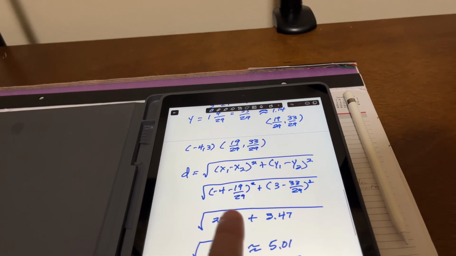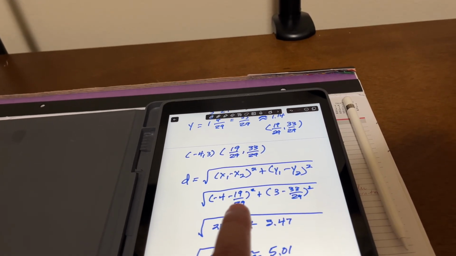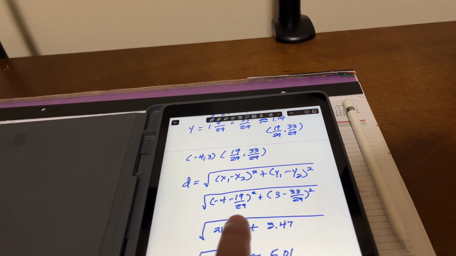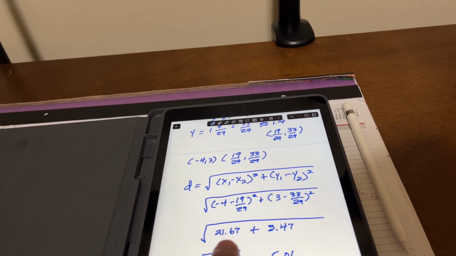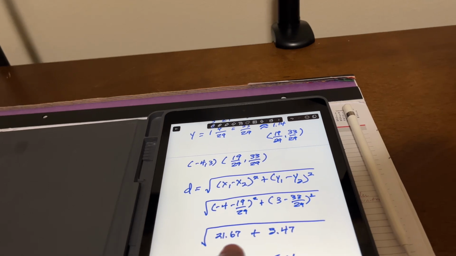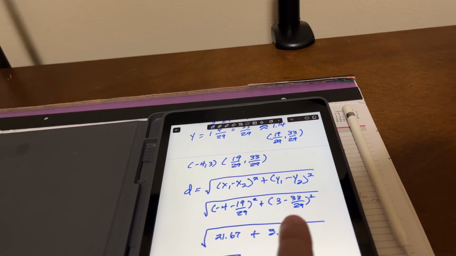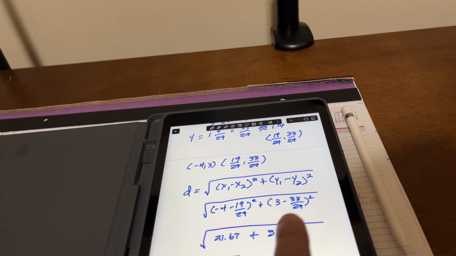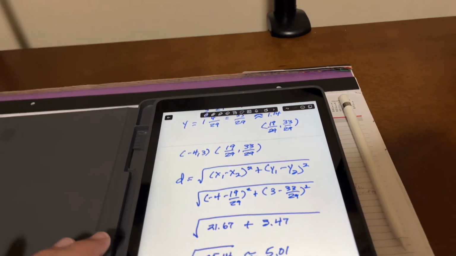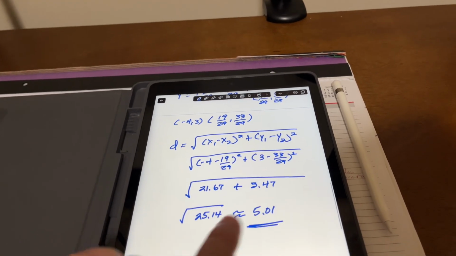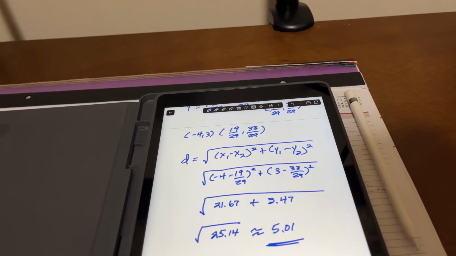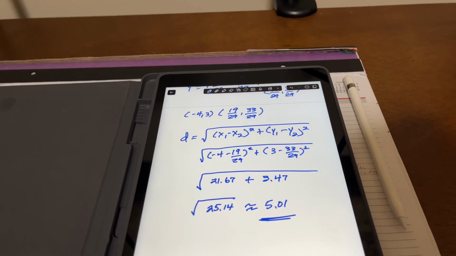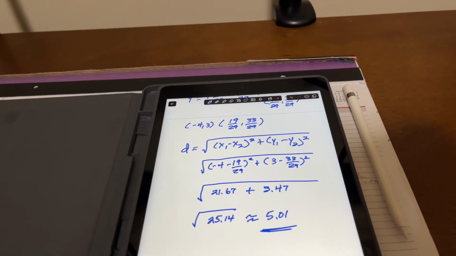And then I did this on the calculator, -4 minus 19 over 29. Got that answer, squared it, end up being this. At this point, I just converted to decimals. 3 minus 33 over 29, got that answer, squared it. That's about 3.47. Add those together, you get 25.14. Take the square root of that, it's about 5.01. That's the answer. Whew, that's a lengthy problem.